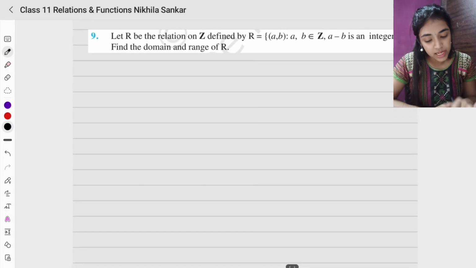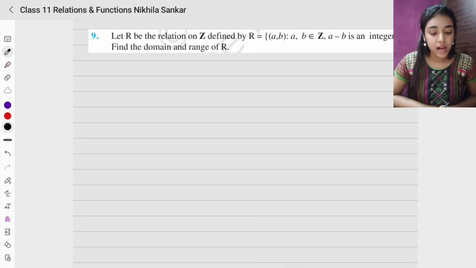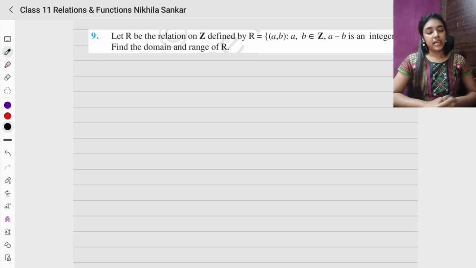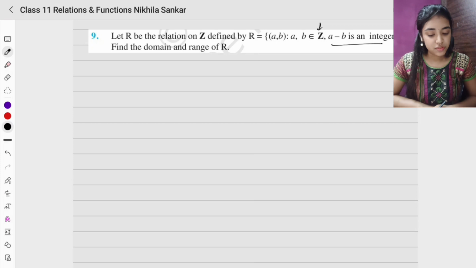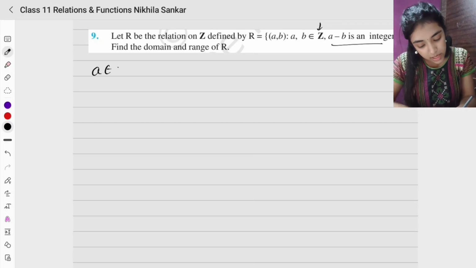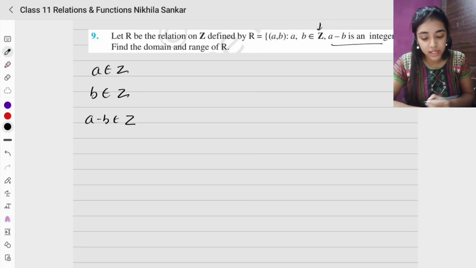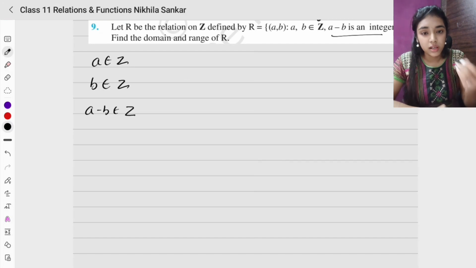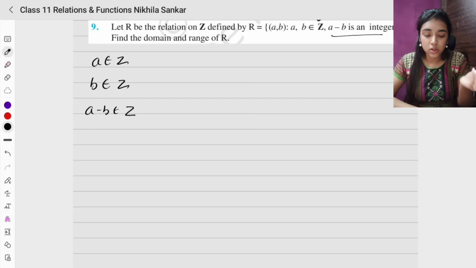Question number 9. Let R be the relation on Z, Z meaning integers, defined by R equals {(a, b)}, where a, b belong to Z, integers, and a minus b is also an integer. Find the domain and the range of R. Okay, this is very, very simple. So a belongs to integers, b belongs to integers and a minus b also belongs to integers. So you can have the domain containing all the integers and the range also containing all the integers.